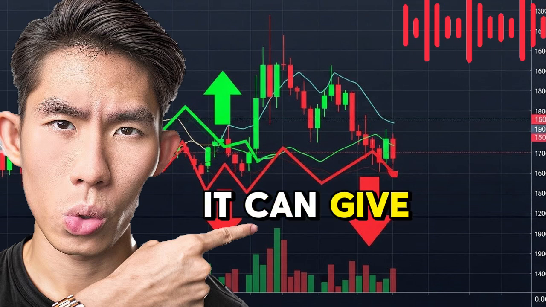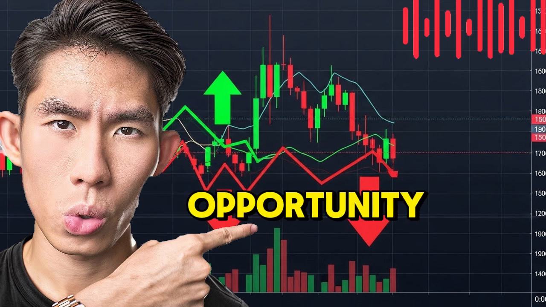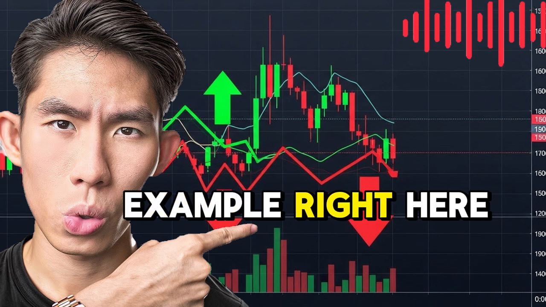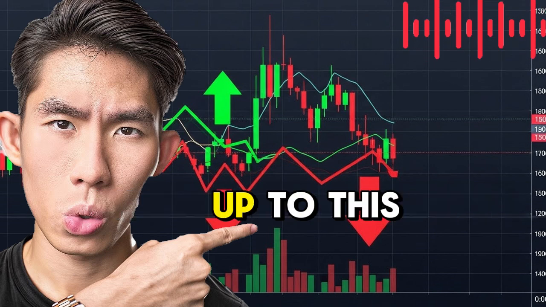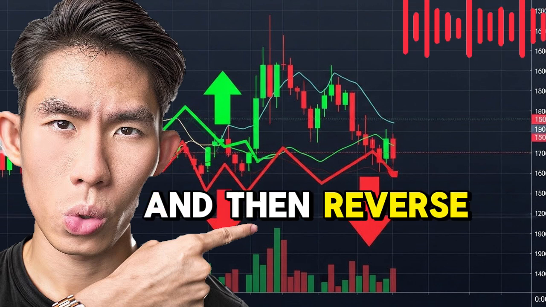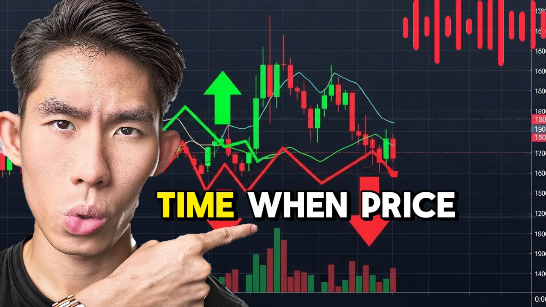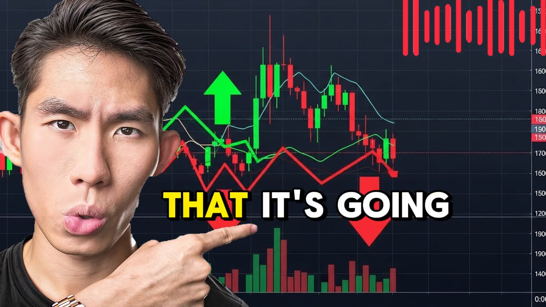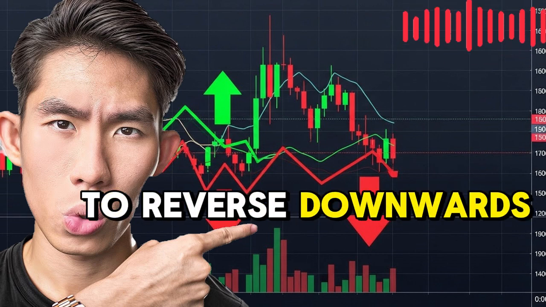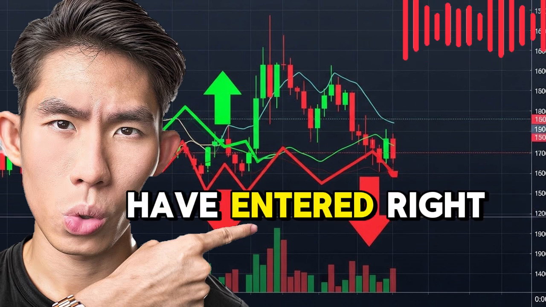Correctly, it can give you a high win rate trade opportunity. Look at this example right here. There is a resistance level right here because price went up to this level and then reversed downwards. So the next time price hits this level again, there is a very high chance that it's going to reverse downwards again, so you could have entered right here.